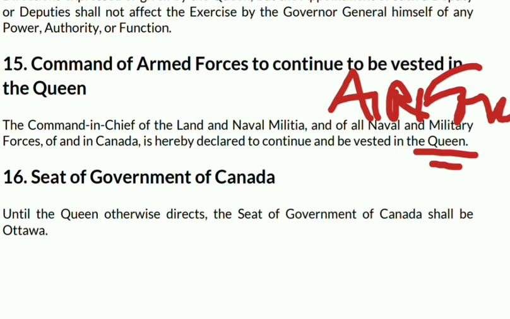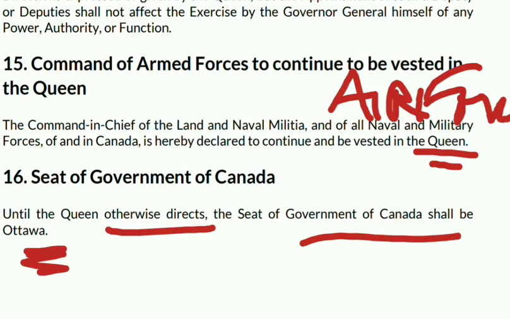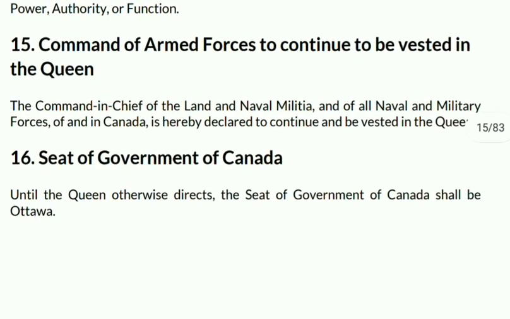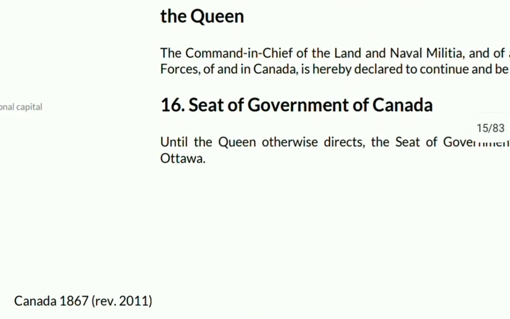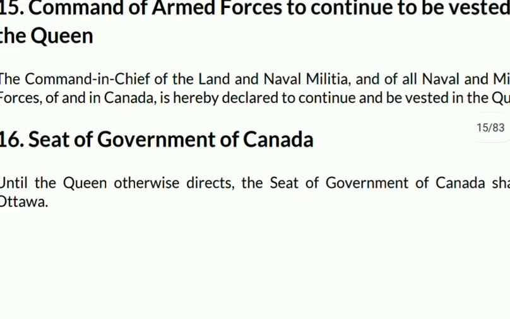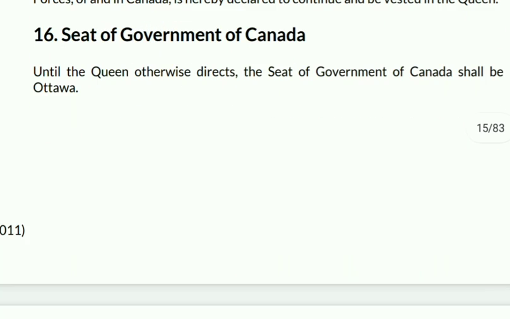And last, Article 16, a seat of Government of Canada. Until the Queen otherwise directs, the seat of Government of Canada shall be Ottawa. So the capital of Canada is Ottawa, the national capital as mentioned here. You can see national capital is Ottawa, and the Queen has the power to change the national capital. So this is the end of chapter number 3.